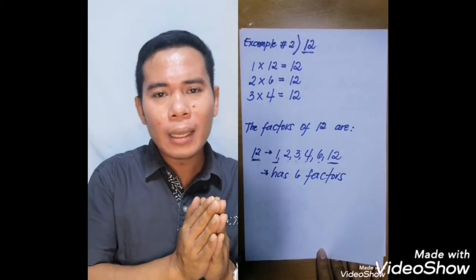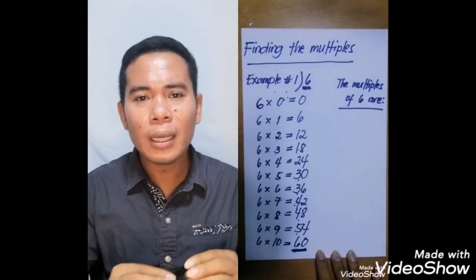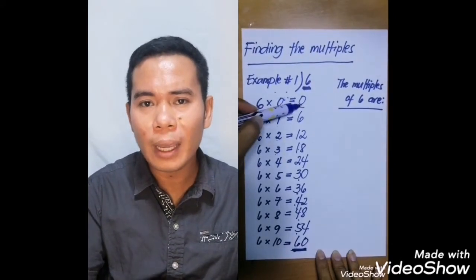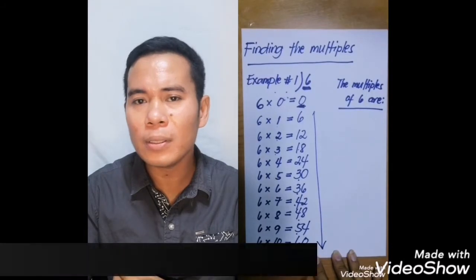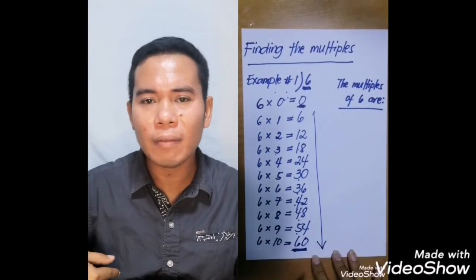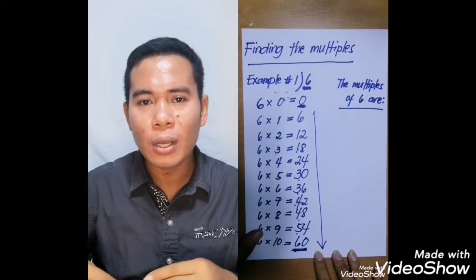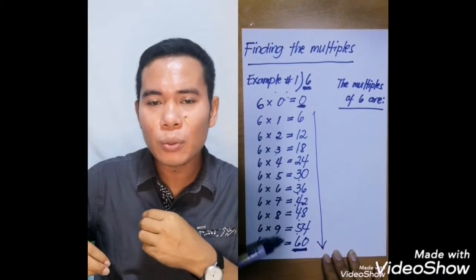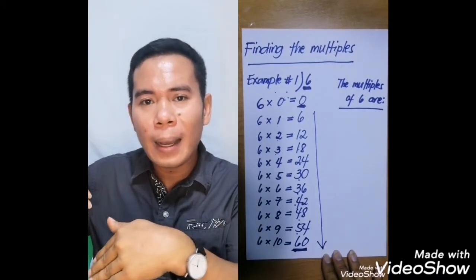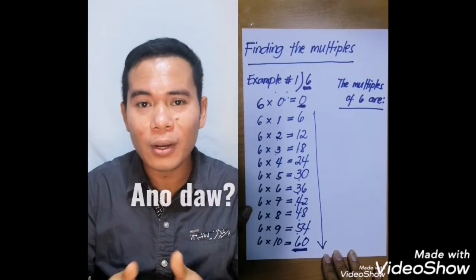But if we find the multiples of a certain number, it always starts from 0 and ends indefinitely. It never ends. Multiples never end. It's indefinite. It just happened that we stopped here at 60 because we only used numbers until 10. But if we use 11, 12, and so on, then we will be finding some other multiples of 6. Do you understand?